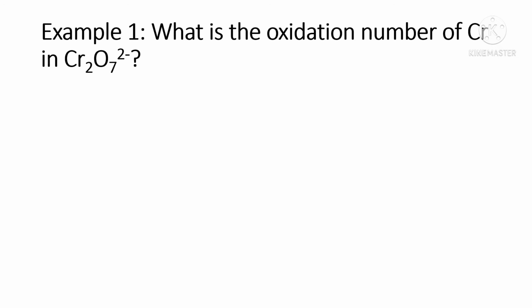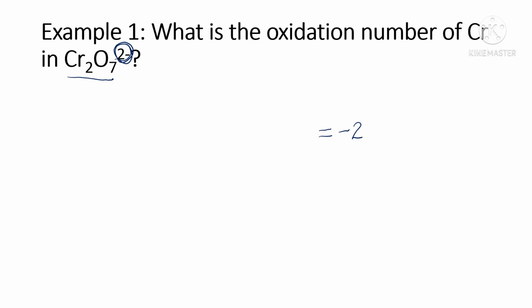Now we move on to look at how to determine the oxidation number of an element in a polyatomic ion. For example, here we have the dichromate ion, a polyatomic ion. For a polyatomic ion, the oxidation number of the polyatomic ion is equal to the net charge on the polyatomic ion. Therefore, the total oxidation number of this polyatomic ion, dichromate ion, is equal to -2.